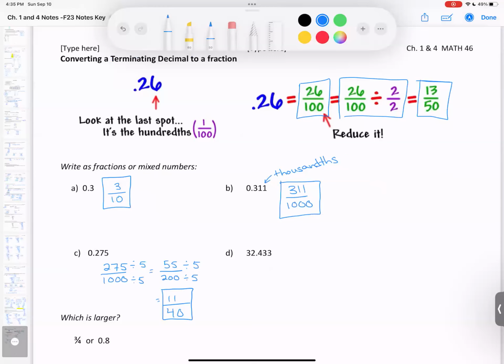All right, last one. We want to represent this as a mixed number. We have 32 wholes of something, and then we have 433 thousandths.